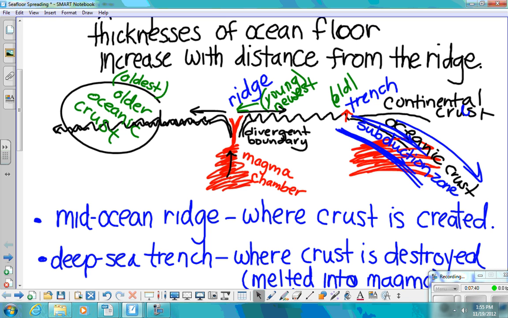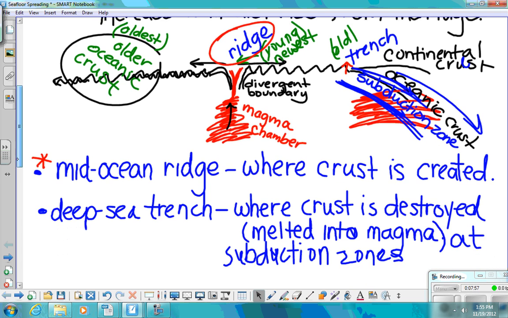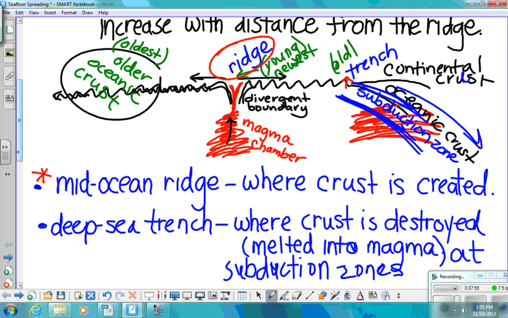So we have two facts down here that we need to add to our notes: at the mid-ocean ridge, which is right here, mid-ocean ridge is where crust is created. That's where the newest ocean crust is. At the deep sea trench, however, this is where oceanic crust is being changed or destroyed back into magma, and that's called a subduction zone, and that's that area up here.